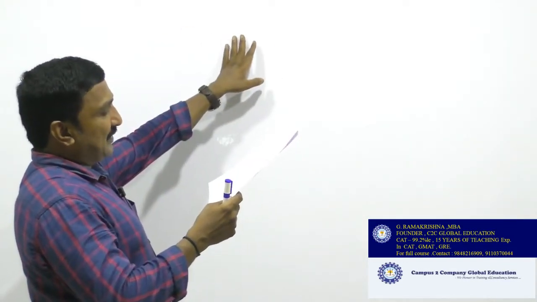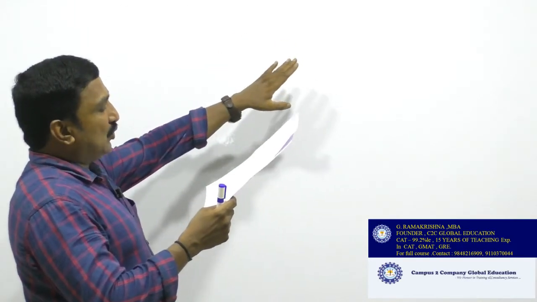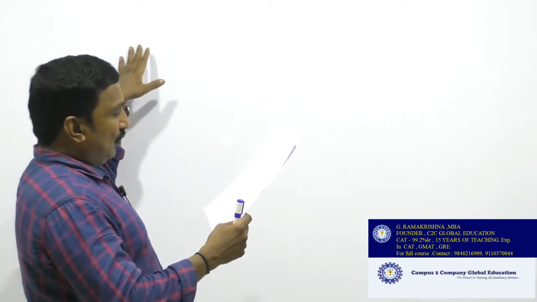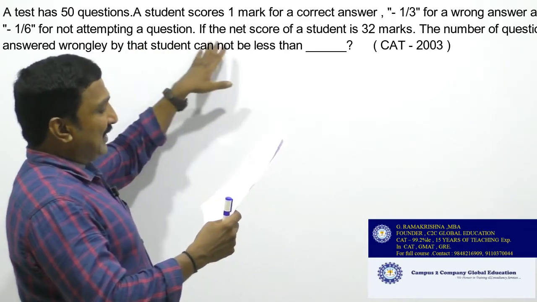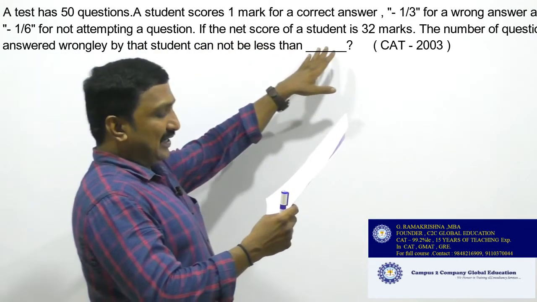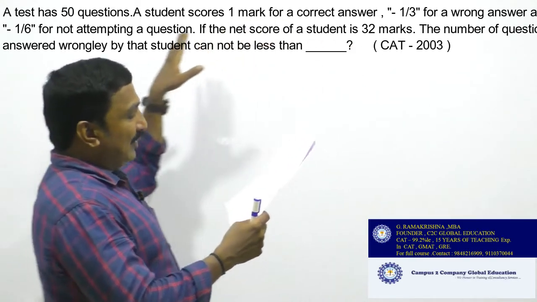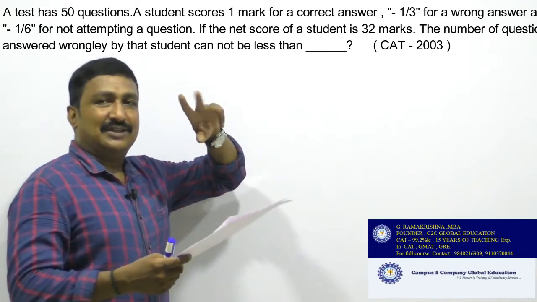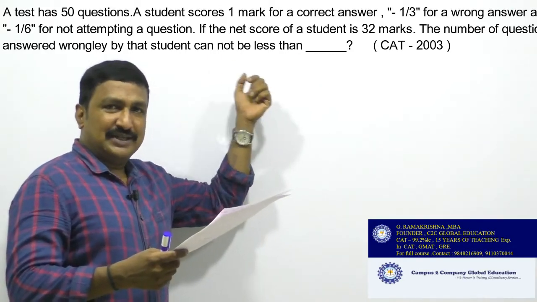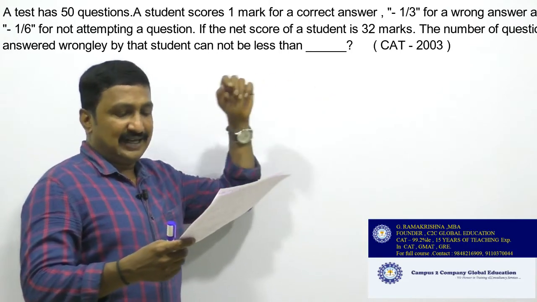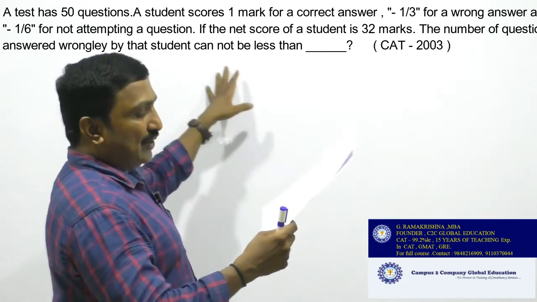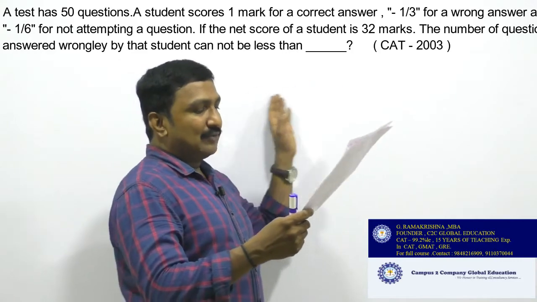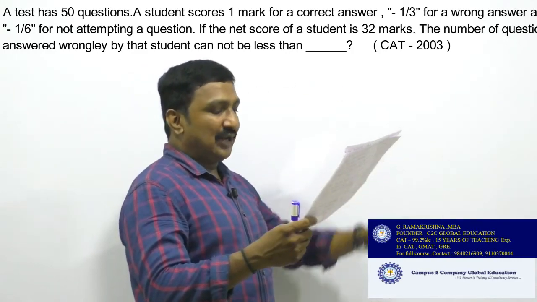This is a CAT 2003 question, friends. A test has 15 questions. A student scores one mark for every correct answer, minus one third for every wrong answer, and minus 1/6 for not attempting a question. So here also there are three categories: correctly attempted, wrongly attempted, and unattempted. If the net score of a student is 32 marks, the number of questions answered wrongly by the student cannot be less than dash.